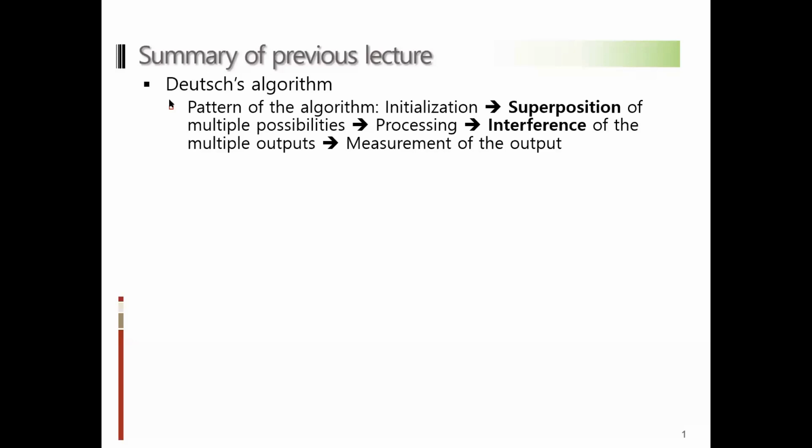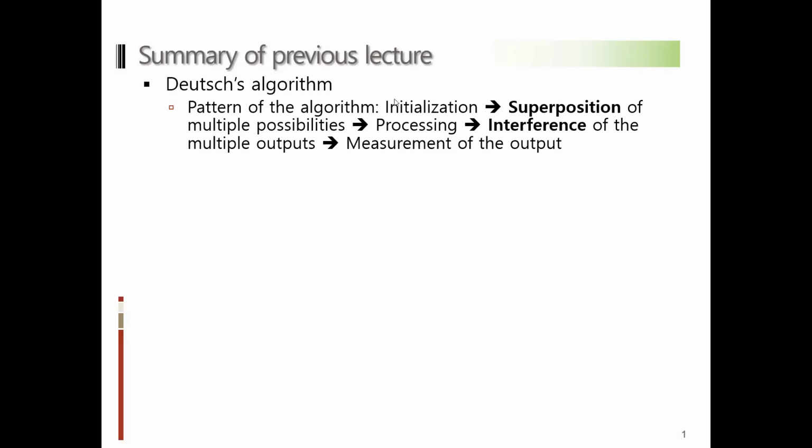In the previous lecture, we started with the introduction of Deutsch's algorithm, and the most important point I wanted to emphasize is that it has a typical pattern of a quantum algorithm. What I mean is the following. The question is, what makes the quantum algorithm better than its counterpart in classical algorithms?